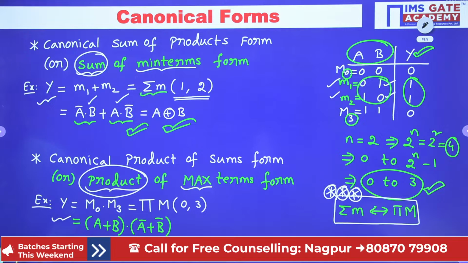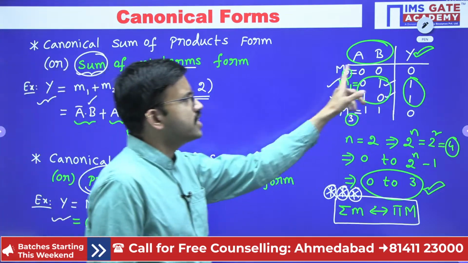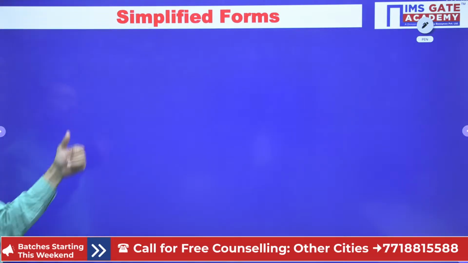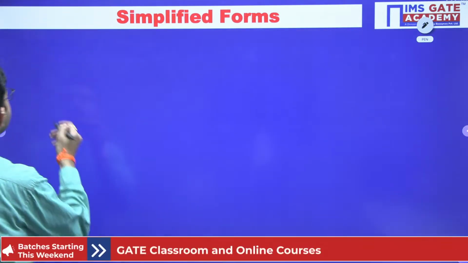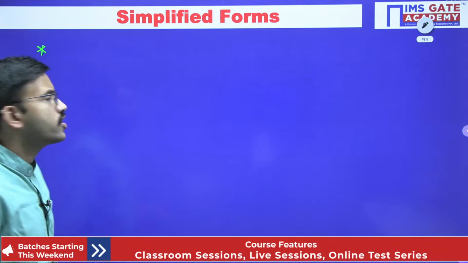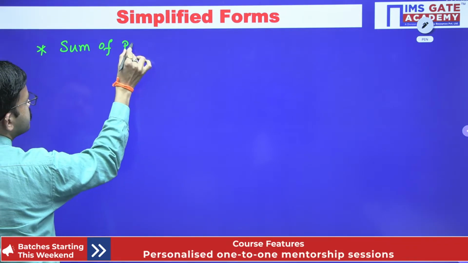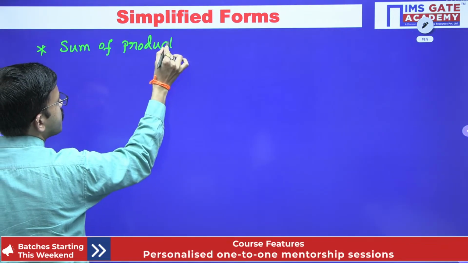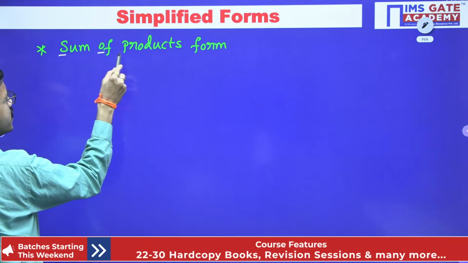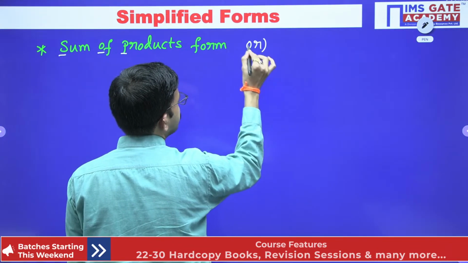Now, whatever the original function you get from the truth table for each and every output variable, after doing simplification you will get the simplified forms. Here two forms are possible regarding the simplified function. The first one is the sum of products form, or in short, SOP form.